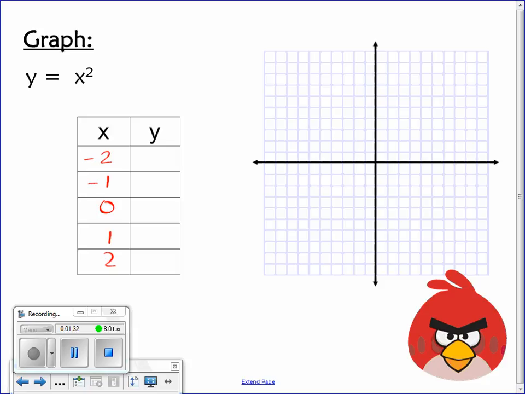If I plug in -2, what's -2 squared? -4 or 4? It is 4, positive 4. If you're using a calculator, it has to be in parentheses, remember? All right, what is -1 squared? 0 squared? 1 squared? 2 squared?